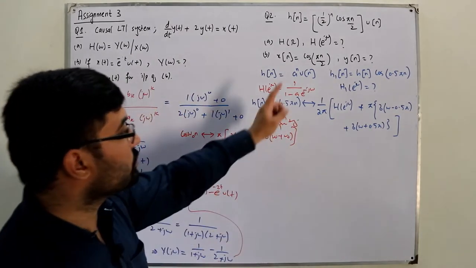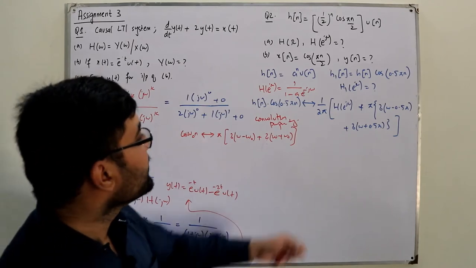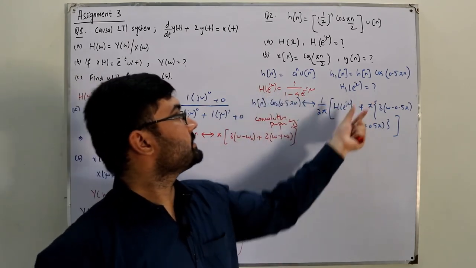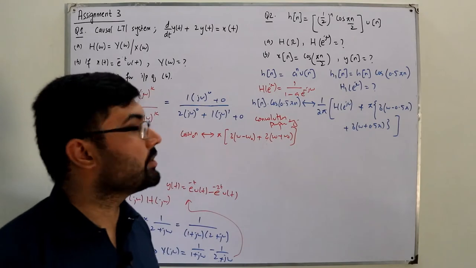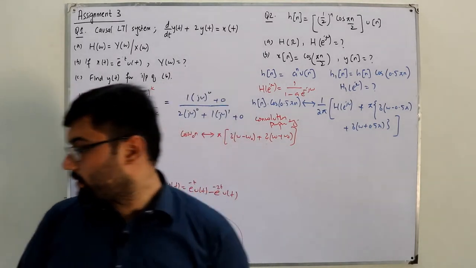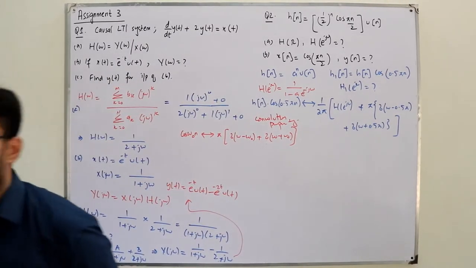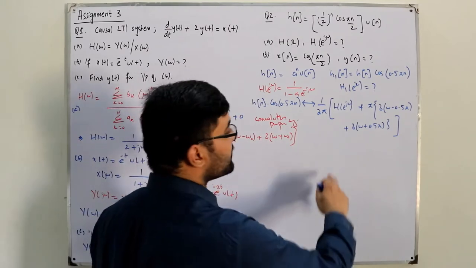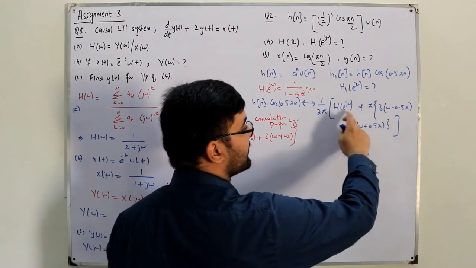Right? So 1 over 2 pi is from that convolution property. Then H(e^{jω}) is this thing, and this thing is for the cos. Now what do you do? You use the distributive property. H(e^{jω}) is first convolved with this thing and then convolved with this thing.